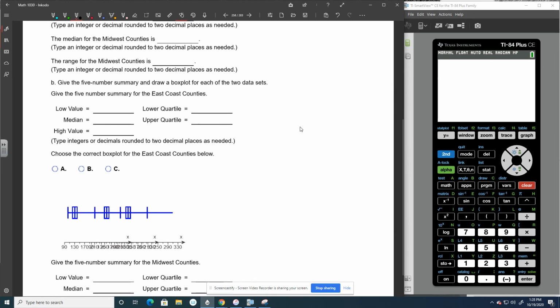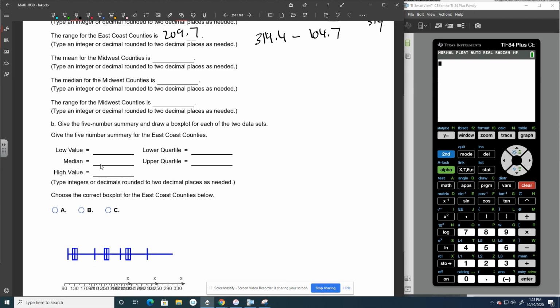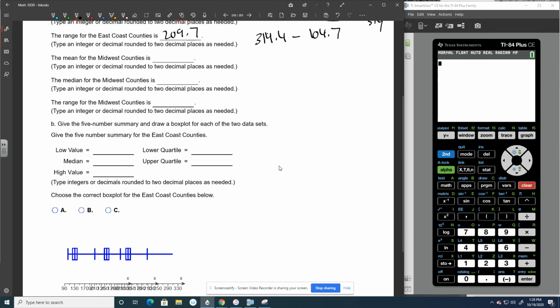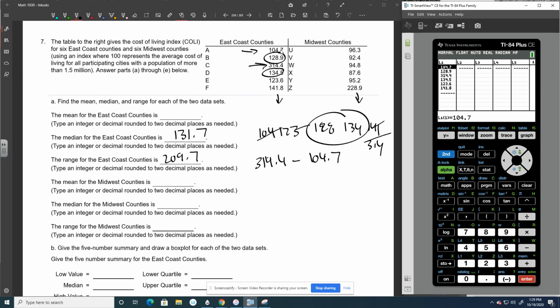Part B wants the 5-number summary, which remember is the low number, the high number, the median, and then your quartile 1 and your upper quartile. You are welcome to do that by hand. You can put them in order, but we're going to use technology to do that. So remember, on your TI-84, if that's how you're using this, you would go to stats, and you would go to edit, and you would go to list 1, and you would list all of those stats, the 104, the 128, the 314. You would put all of those in your list.